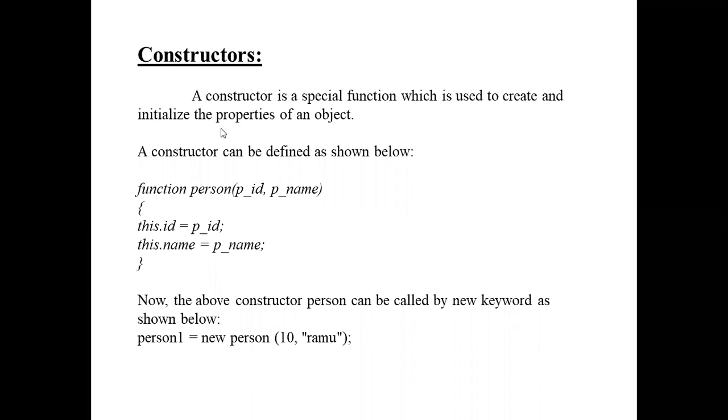Is it clear? A constructor is used to create and initialize the properties of an object. This one is the constructor definition: function person constructor, with properties of the object p_id and p_name. We reference the properties of the object using the this keyword. We call the constructor using the new keyword. So person1 equal to new person of 10 comma Ramu means the constructor person is called using the new keyword. Whenever the constructor is called, a new object is created, that is person1.